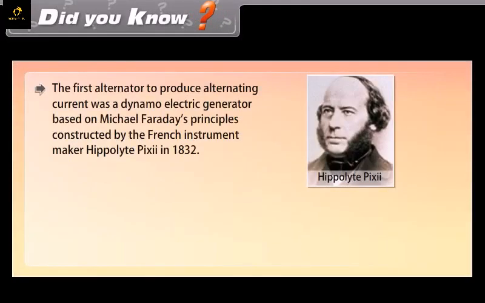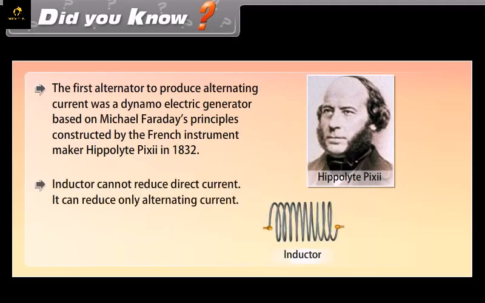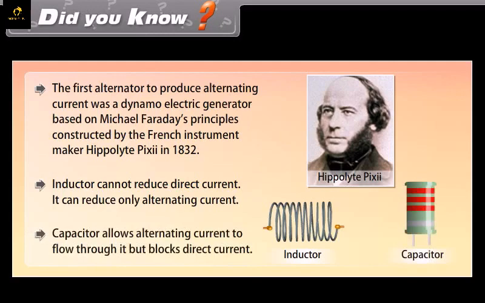Did you know the first alternator to produce alternating current was a dynamo electric generator based on Michael Faraday's principles, constructed by the French instrument maker Hippolyte Pixii in 1832. An inductor cannot reduce direct current; it can reduce only alternating current. A capacitor allows alternating current to flow through it but blocks direct current.